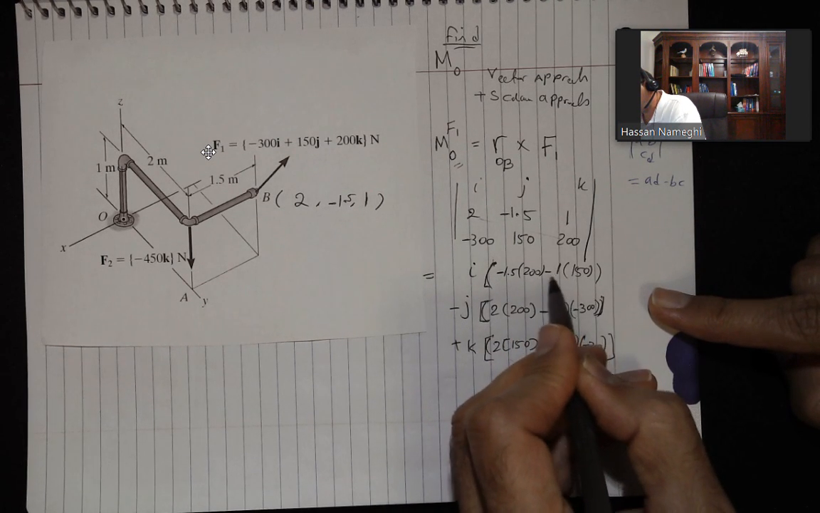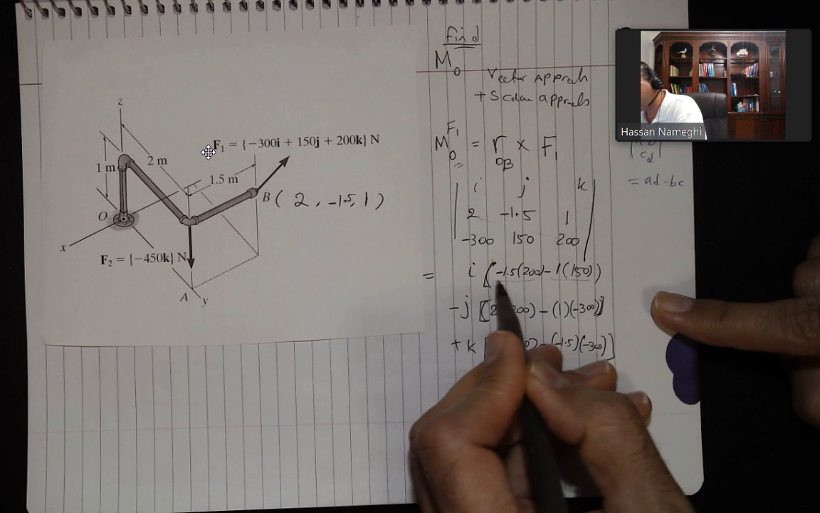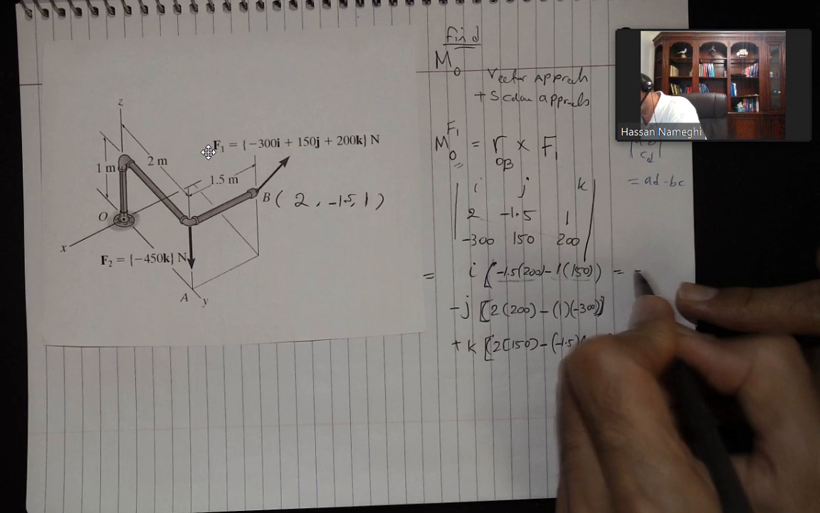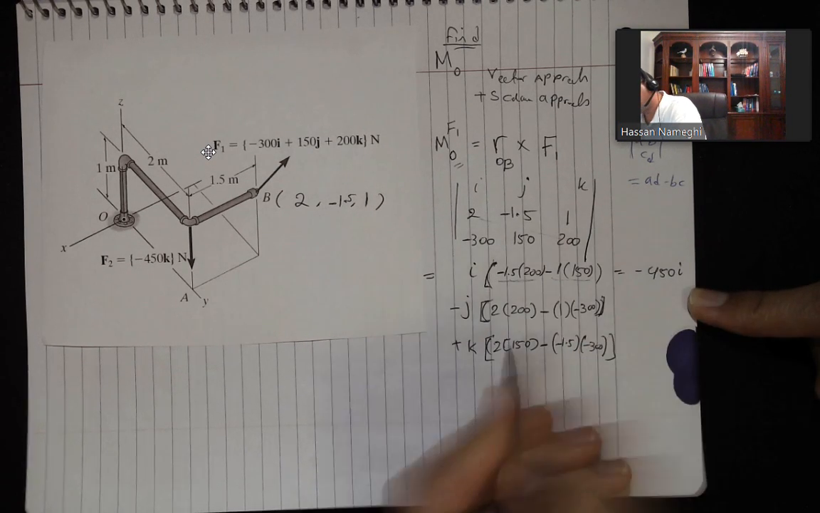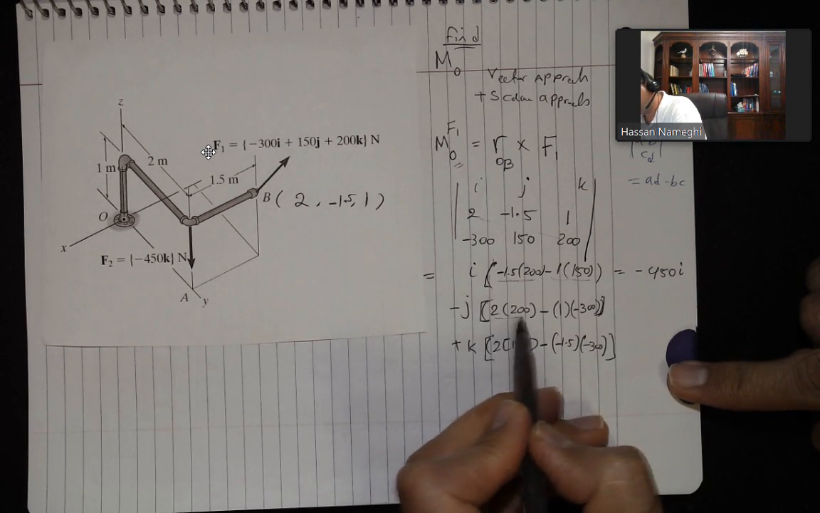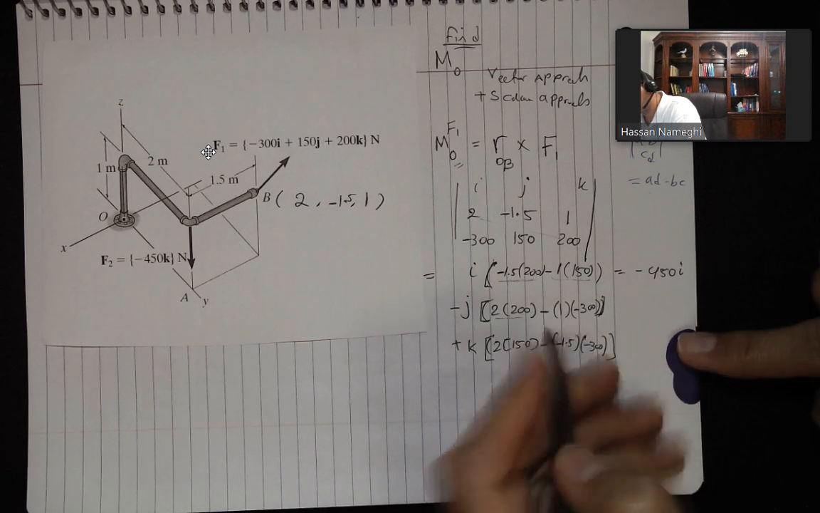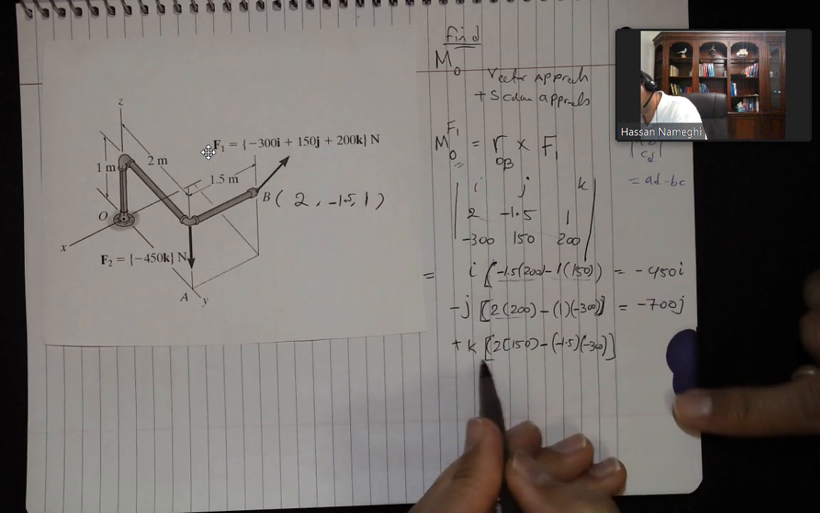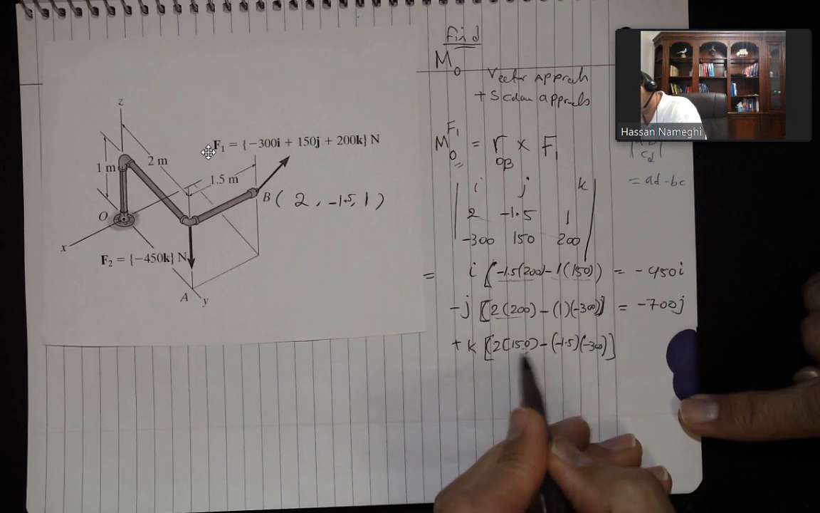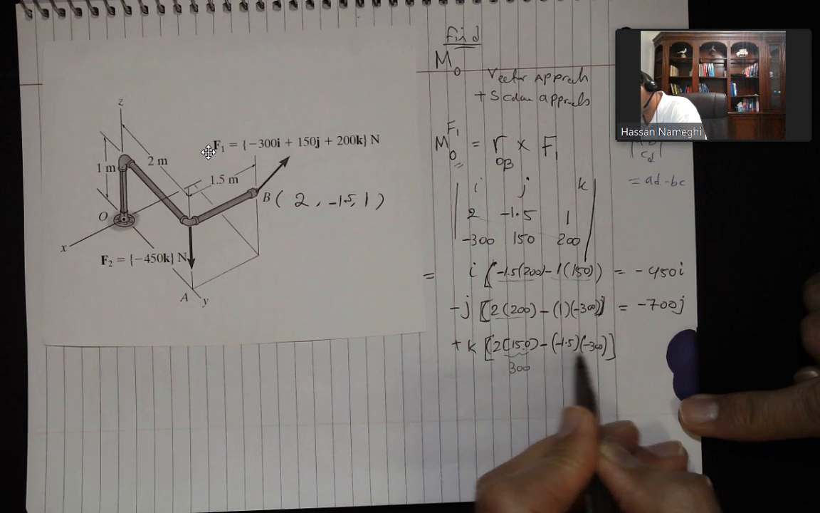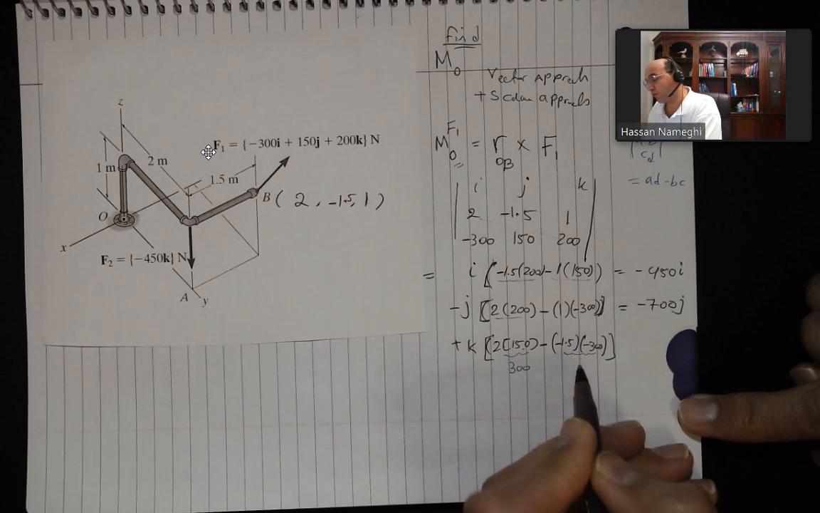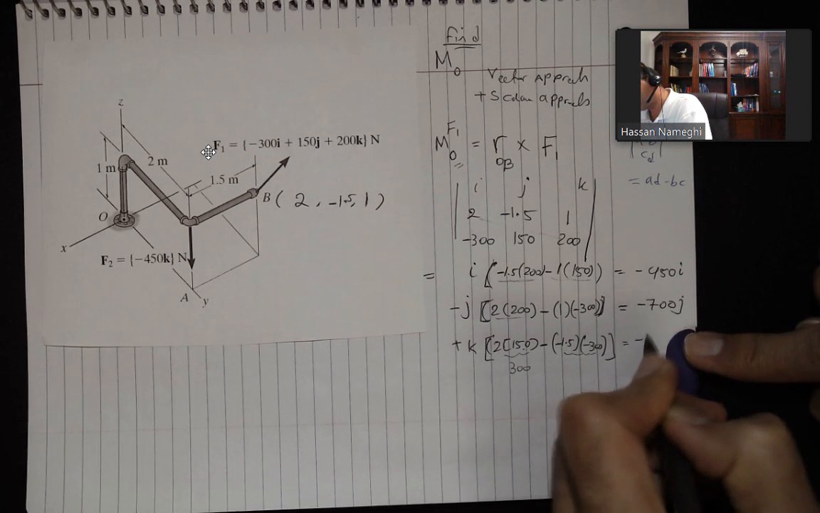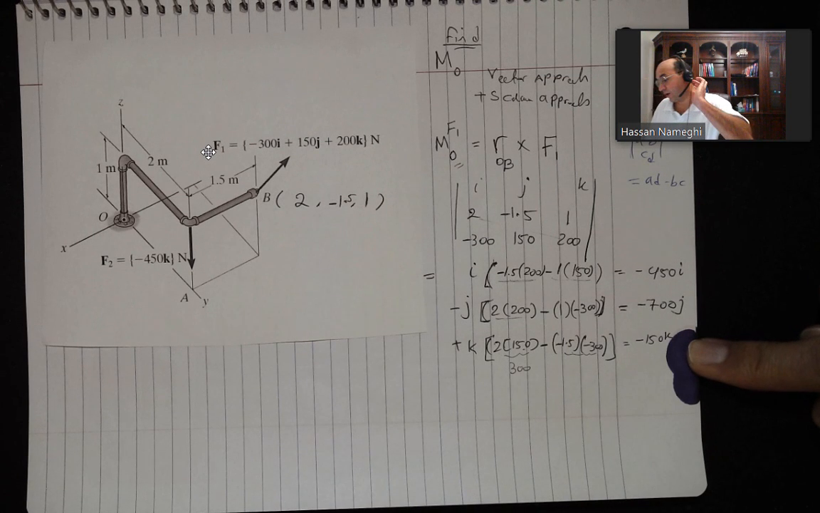So all I need is to simplify the answer. In here, minus 150, and then I have 1.5 times 300, so this will be minus 450i. Down here you have 200, so 400 plus 300, you get 700, minus 700j. And lastly for k, I have 2 times 150, which is 300, and 1.5 times 300, which will be 450. So 450 minus 450, the answer is minus 150 in k. Hopefully I did it right.